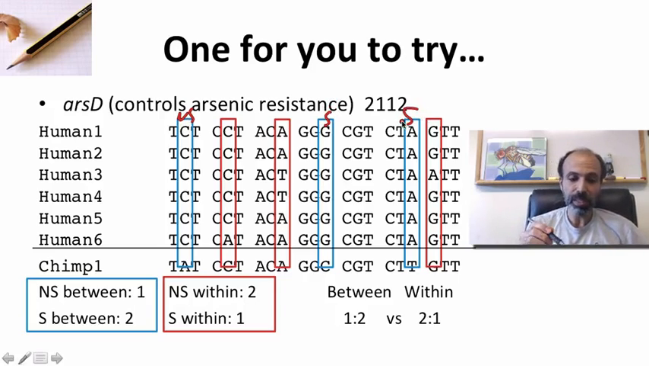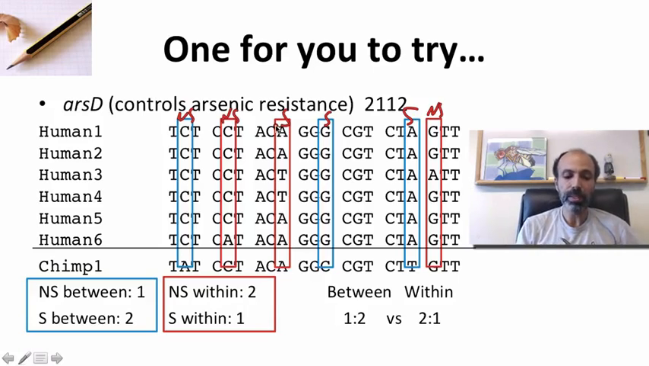When we're looking within species, what do we see? We have two non-synonymous. This one is non-synonymous. Remember, always the second site is non-synonymous. This one's also non-synonymous. And this one right here is synonymous. So one synonymous within species. So our ratio is 1 to 2 versus 2 to 1.